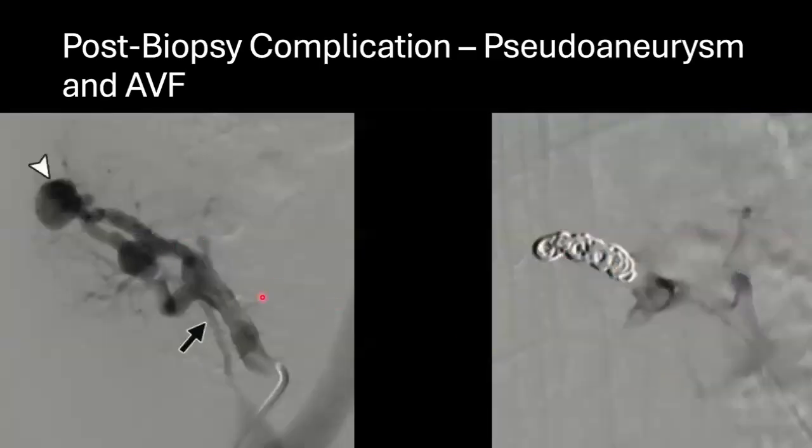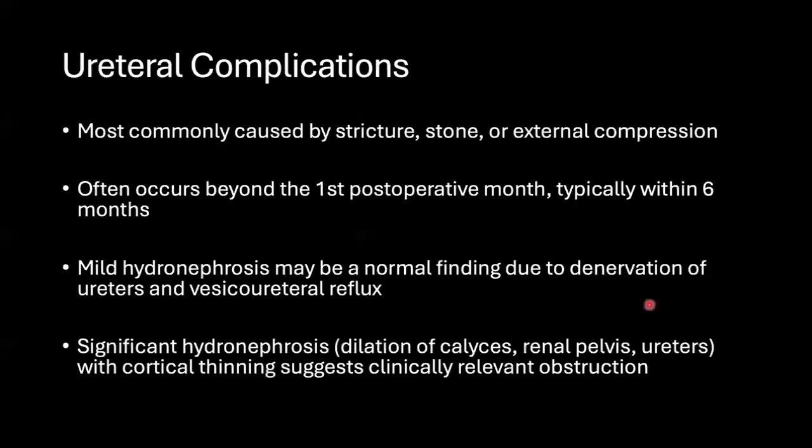So, angioplasty done. This is the pseudoaneurysm, the AV fistula. So the feeding vessel, the draining vein, as you can see it over here. And then they put a coil and everything was blocked. Okay. So that's for the vascular complications.